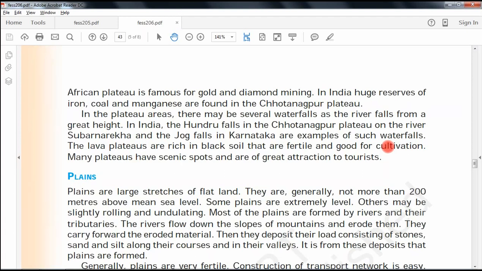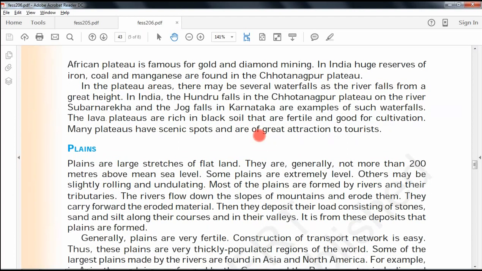Even plateaus form many waterfalls because rivers fall from a great height. In India, the Hundru Falls in the Chota Nagpur plateau on the river Subarnarekha and Jog Falls in Karnataka are examples of such waterfalls. The lava plateaus are rich in black soil, which is fertile and good for cultivation. So this is about plateaus.